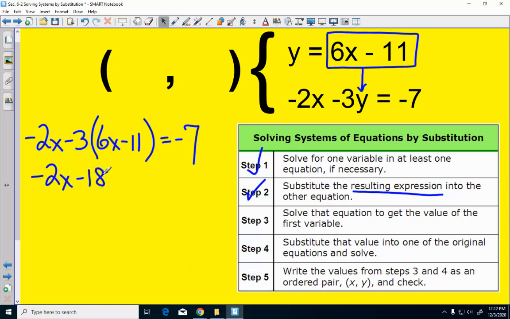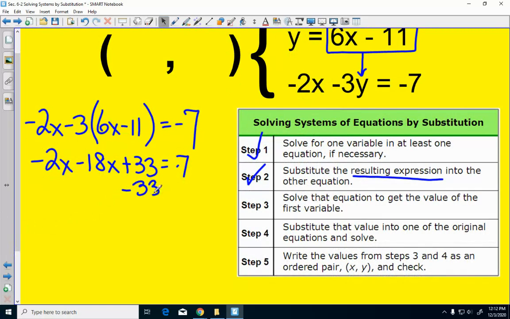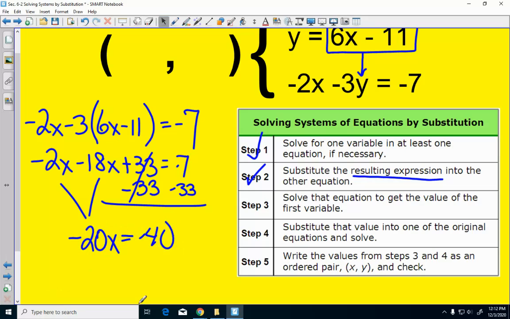All right. So we're going to move the 33 to the other side. I'm also going to combine those two. That's negative 20x equals negative 40. Negative divided by negative becomes a positive 2. So x is equal to 2. So there's step 3. I know that x is 2.